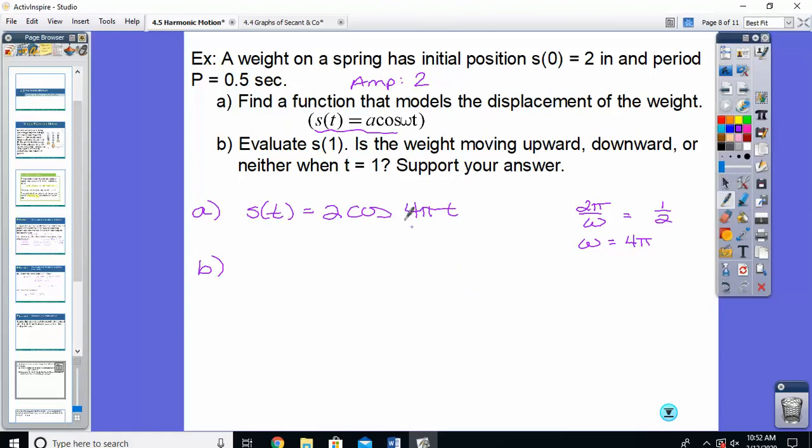Part B, evaluate S of 1. So what do you have to do? Plug in a 1. And what do we get out? 2. That's a height, so it would be measured in inches. Okay, I want to know if it's moving upward, downward, or neither at that time. Okay. How do you know?